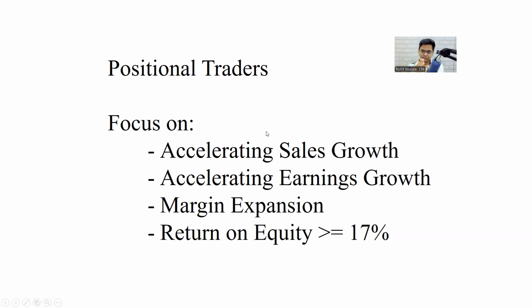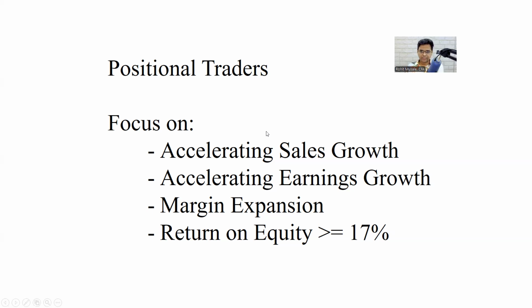There is income statement, there is balance sheet, and there is cash flow statement. Stock prices don't go up because of balance sheet and cash flow statement. Stock prices go up because of sales, earnings, margin expansion, and return on equity. So these are the 4 points that I want to discuss with you here today with an example.